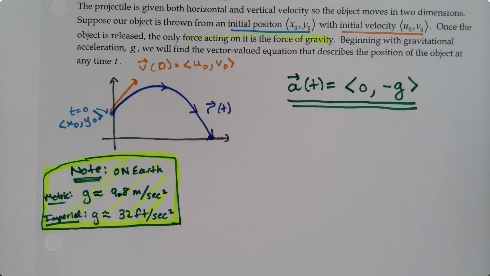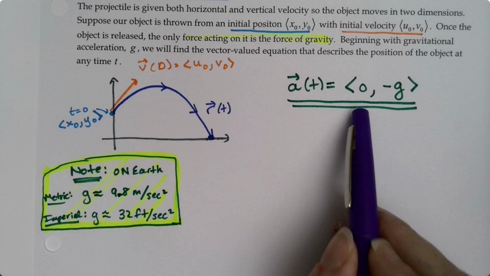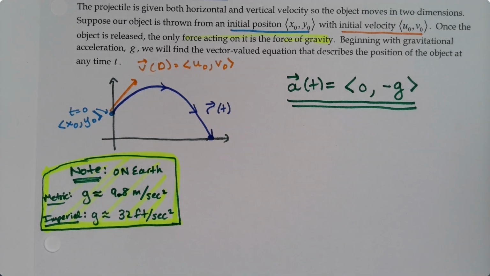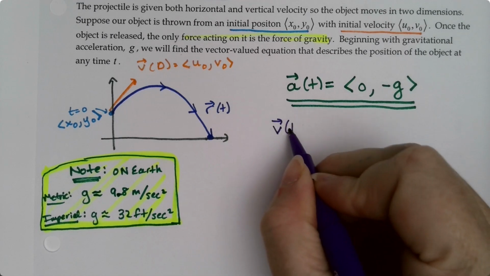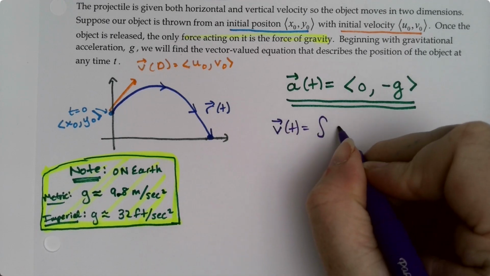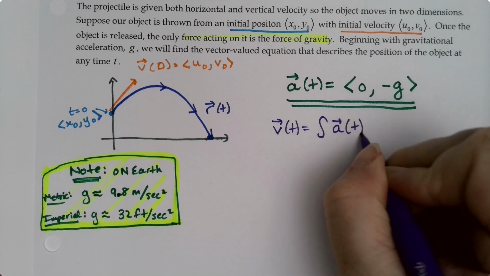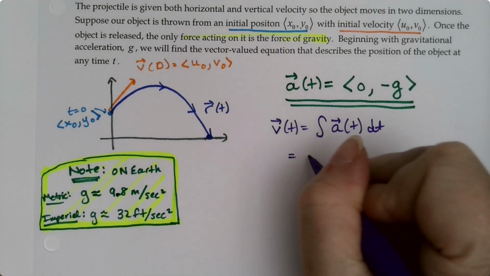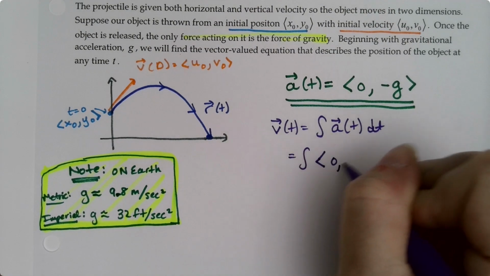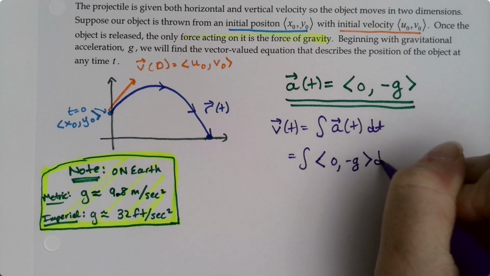All right, now let's go up a step. To find velocity, of course, we need, right, acceleration is the derivative of velocity. So velocity is the integral of acceleration. Fundamental theorem of calculus, right? So I want to integrate 0, negative g with respect to t.